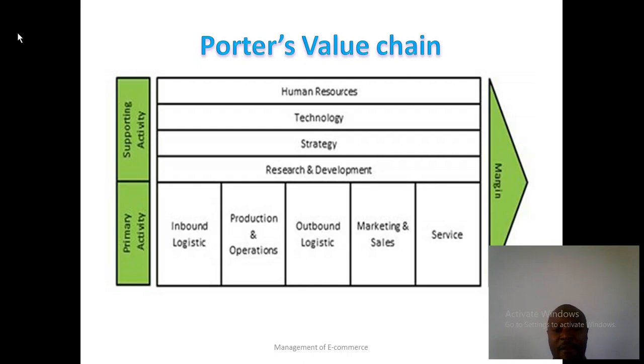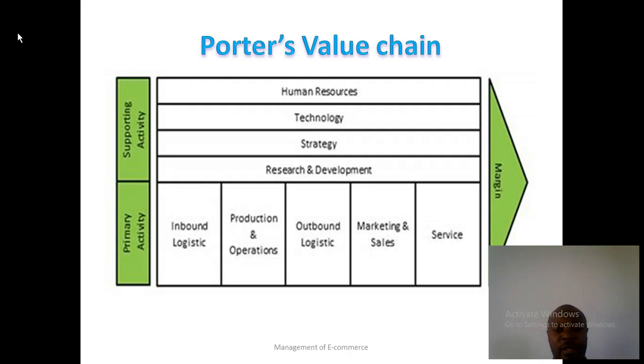On the secondary activities or supporting activities, we have got human resources, which is responsible for recruitment, training and development, and also implementing the disciplinary procedure. Then we also have technology, that is all the types of technology which is needed in order to produce the products. And then we have got the strategy of producing the products, including also research and development.